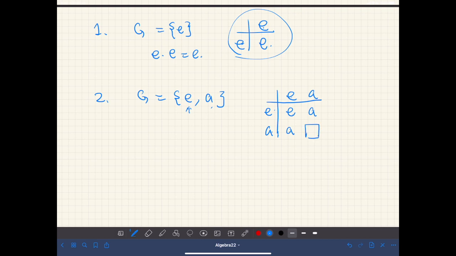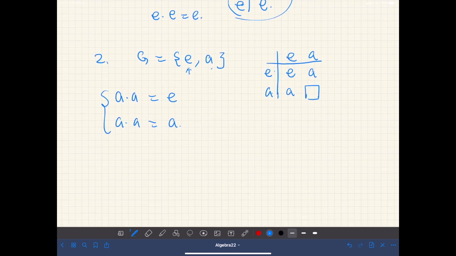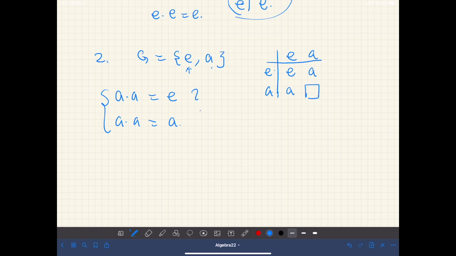But what about this one? So A times A can be either E, or A times A can be A. So which one is more plausible? So suppose we have A times A, that is A squared, is equal to A. So let's take this one.